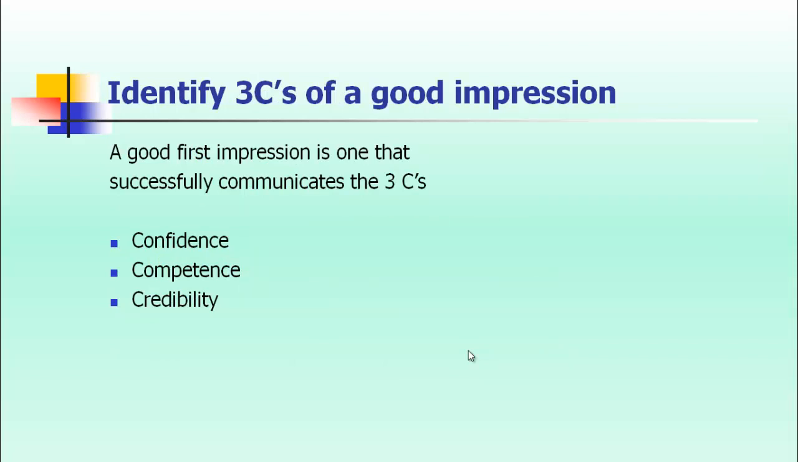Identifying the three C's of a good impression. A good first impression is one that successfully communicates the three C's. This is just to remember it easily, so that's kind of an acronym. You can say confidence, competence, and credibility.